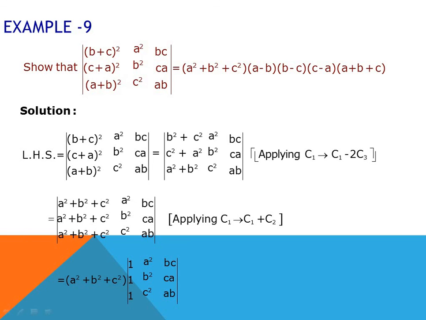Next problem, question number 9. Show that the value of this determinant is equal to a square plus b square plus c square into a minus b into b minus c into c minus a into a plus b plus c.